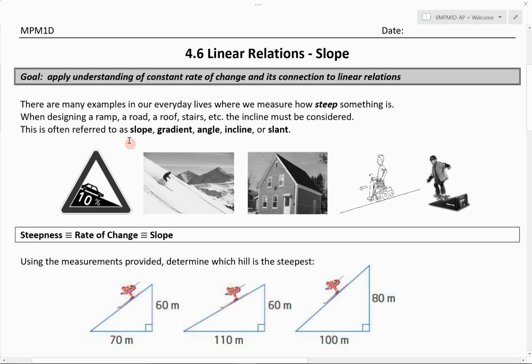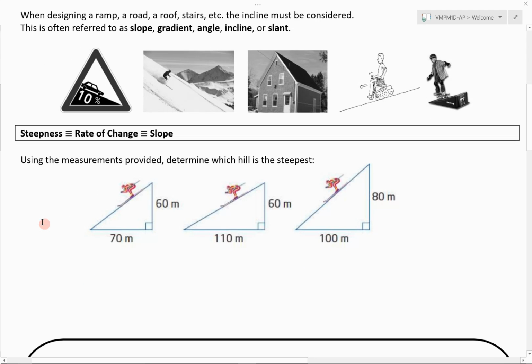In designing a ramp, for example, a roof, a road, stairs, you always have to consider the incline, the steepness. Many different words for it. We have slope, gradient, the angle, the incline, or the slant. This idea of measuring slope is very, very key when studying linear relations. Whenever you hear these words, steepness, slope, rate of change, these are all equivalent. They're used to express the same thing.